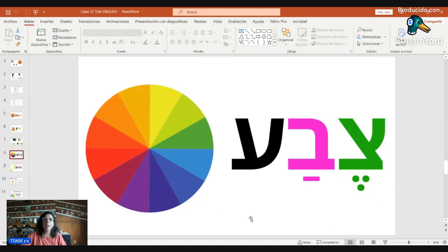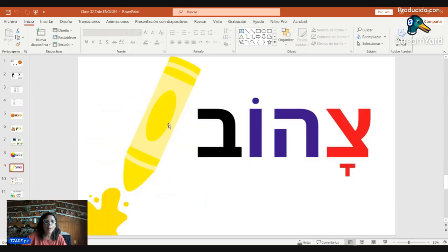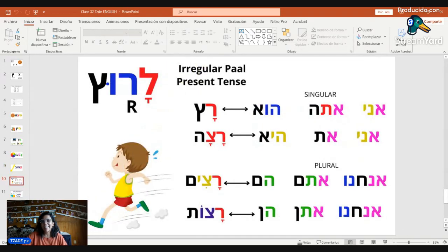Okay, let's learn how to say color. Color in Hebrew reads tzeva. Tzeva, color. And what about this color? It reads tzahov. Excellent.